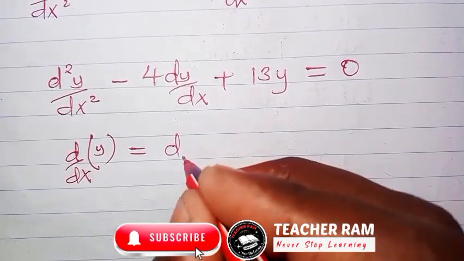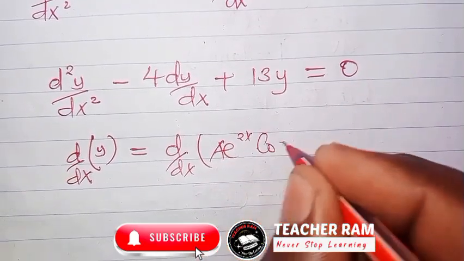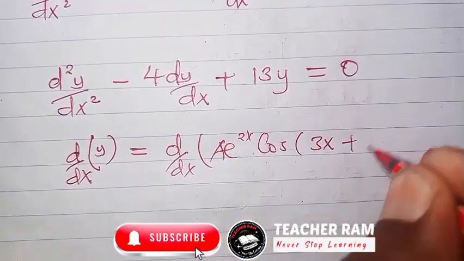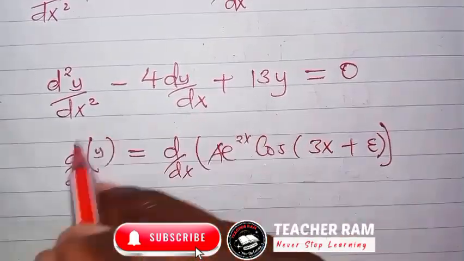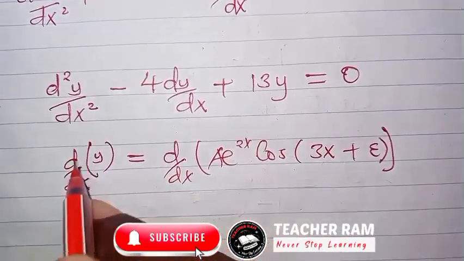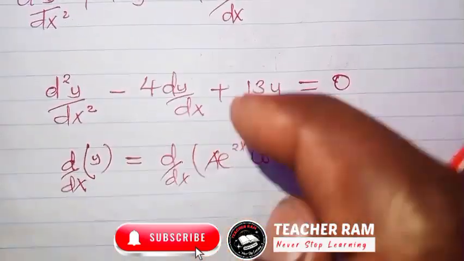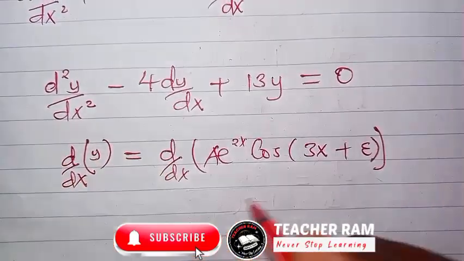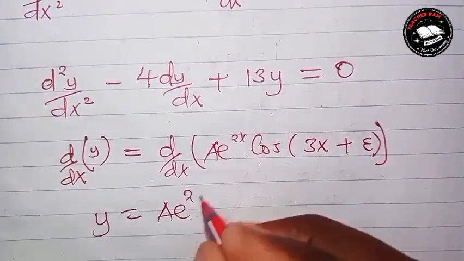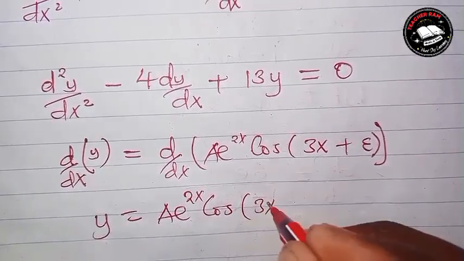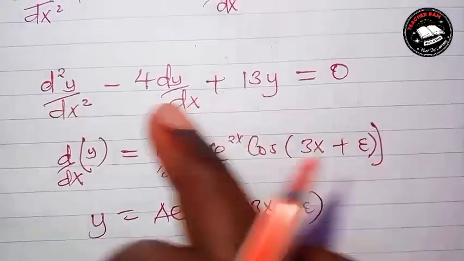So we say that since the derivative of the function y with respect to x, the derivative of a e^(2x) cosine of (3x + epsilon), has brought us the first derivative and second derivative, and has given us this result, which is the same as the differential equation. So we say that the equation y is equal to a e^(2x) cosine of (3x + epsilon) is the solution of the given differential equation.